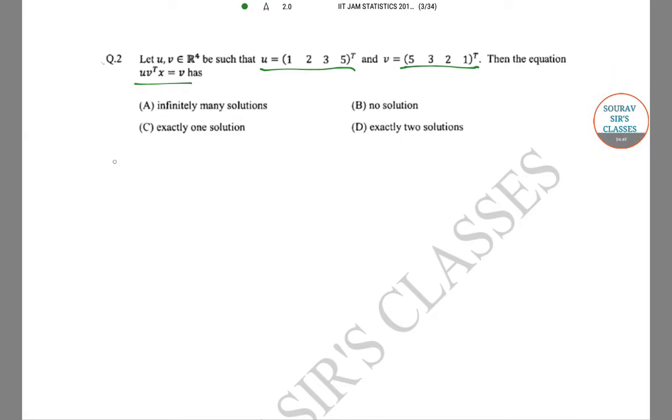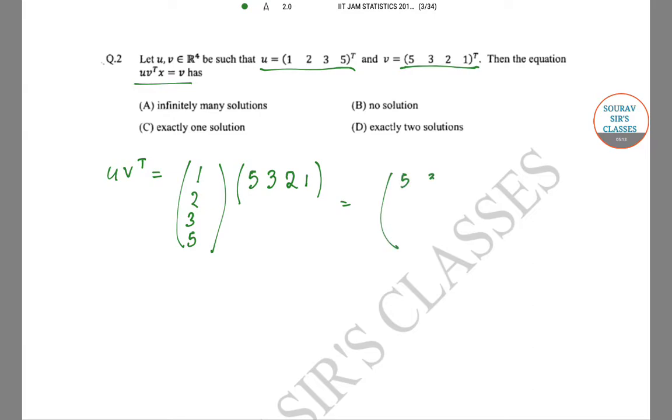So let us see what U V transpose means. U V transpose is 1, 2, 3, 5 times 5 3 2 1, which is equal to 5 3 2 1, then twice 5 3 2 1, which is 10 6 4 2, then thrice 5 3 2 1, which is 15 9 6 3, and 5 times 5 3 2 1, which is 25 15 10 5.